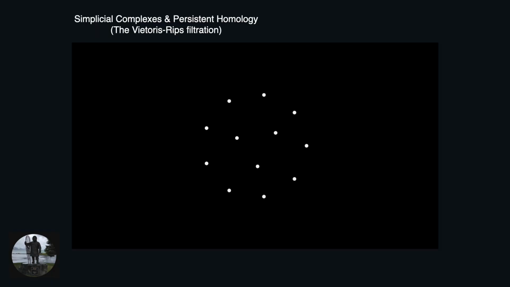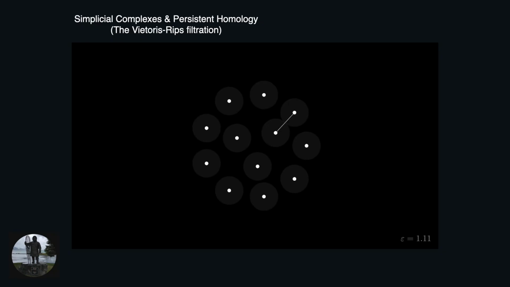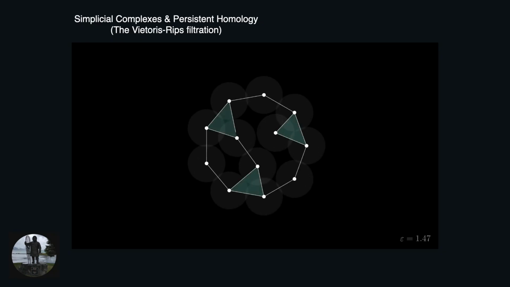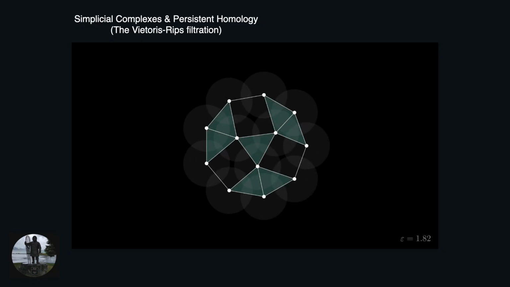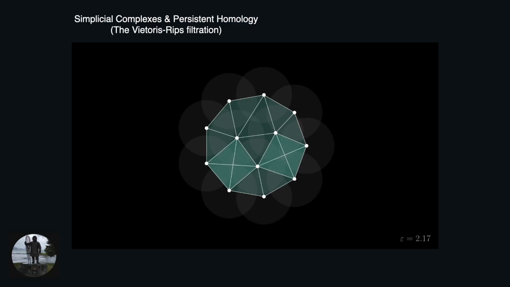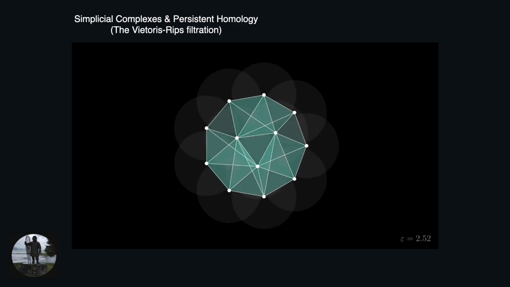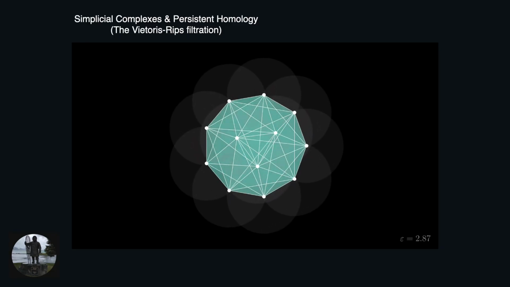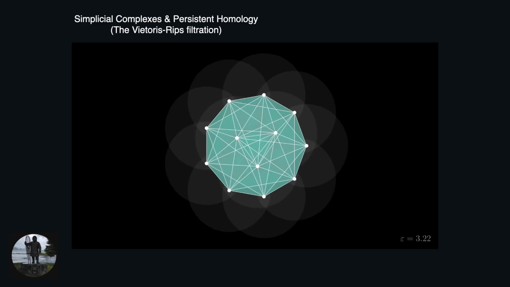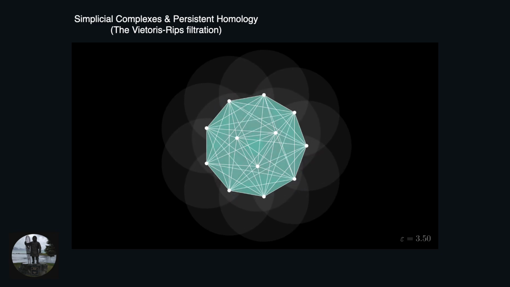TDA has two workhorses you'll see everywhere in the literature. The first is the simplicial complex, a way of turning a point cloud into a shape. Imagine drawing a ball around every data point. When two balls overlap, you connect those points with an edge. When three balls all overlap, you fill in a triangle. Grow the radius and you watch topology emerge. Loops form, fill in, and disappear.